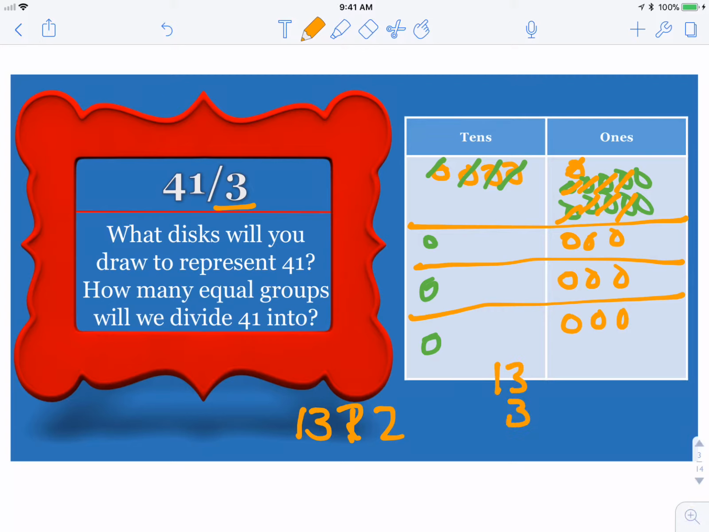13 times 3. 3 times 3 is 9. 3 times 1 is 3. I have a remainder of 2, so plus 2. 9 plus 2 is 11. Carry the 1. And 4. So my answer is correct. Just remember, when you have an extra 10, you can move it over and exchange it for 10 ones.